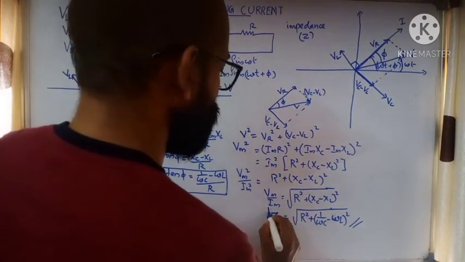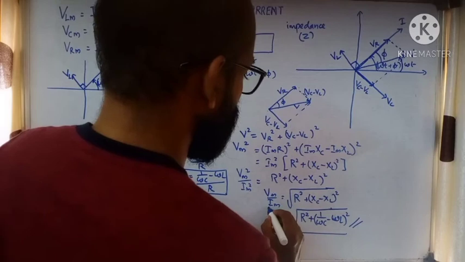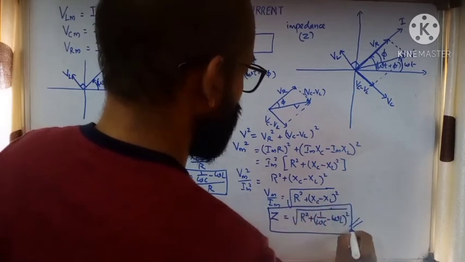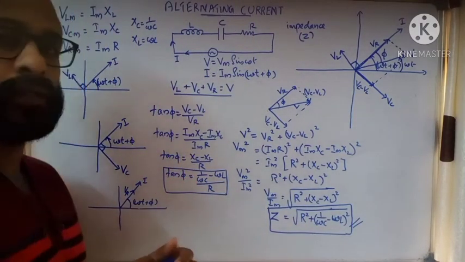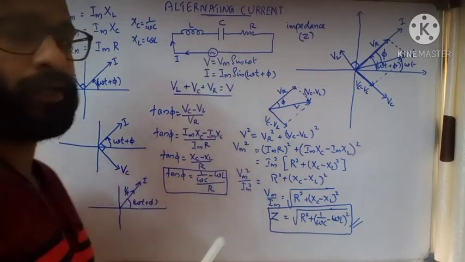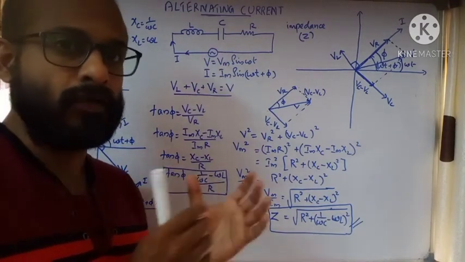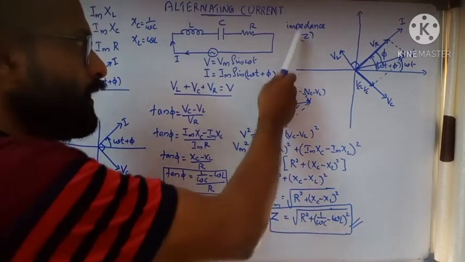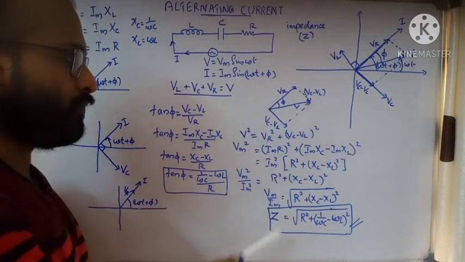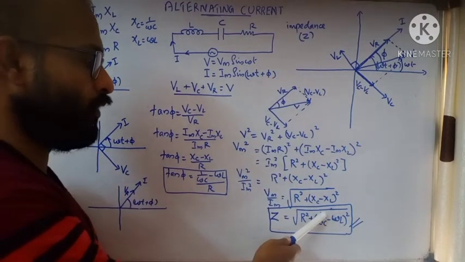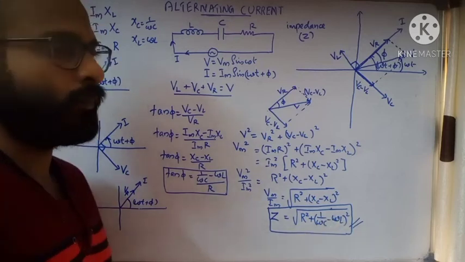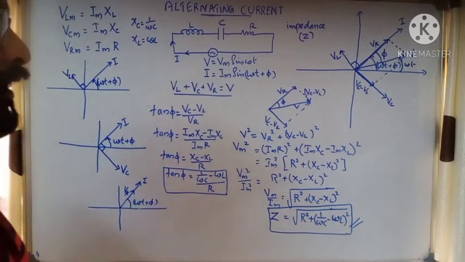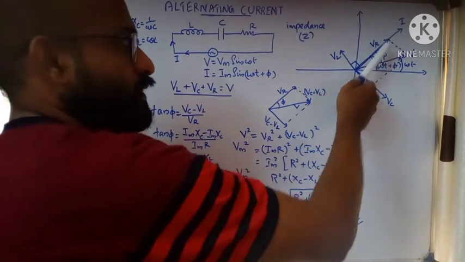Impedance means the effective opposition provided by the circuit for the alternating current. Because we have a circuit containing 3 elements in series, effectively they will produce an opposition represented by the term impedance. And we have the equation of impedance: root of R square plus 1 by omega C minus omega L the whole square.